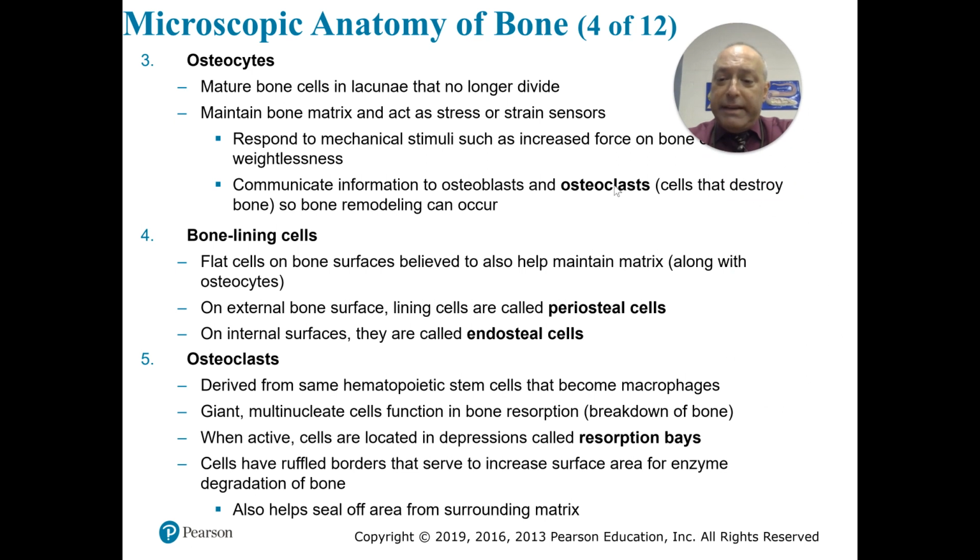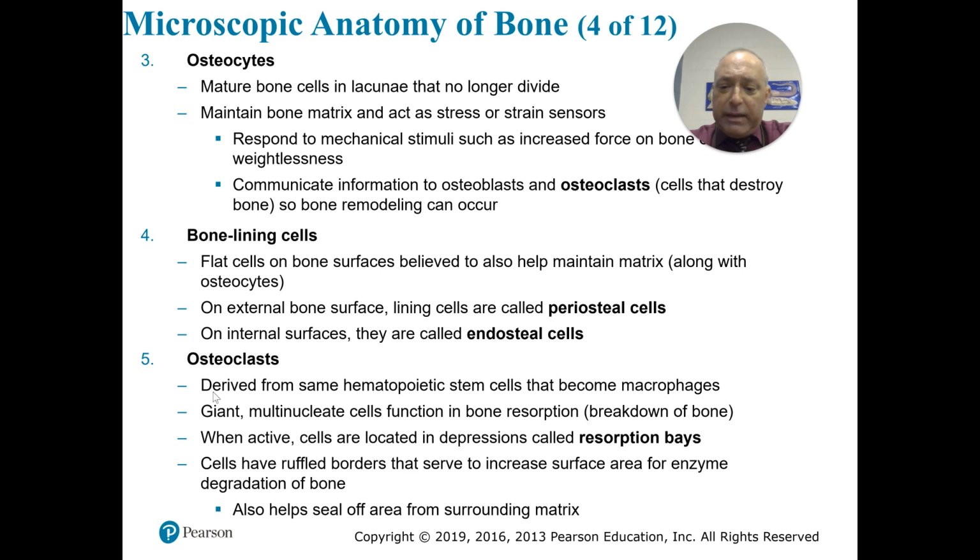There's also bone lining cells. So on the external bone surface, there's periosteal cells, and on the internal, there's endosteal cells. So these help to create a lot of the matrix.